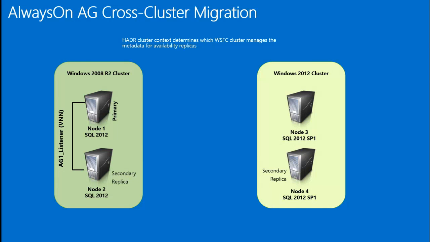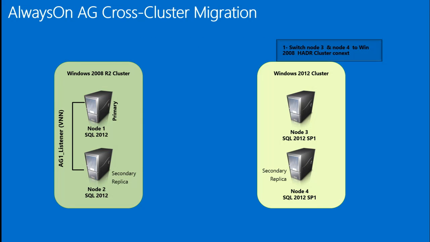So for the two new instances to be part of this cluster environment, in order to create AlwaysOn or add them as two new replicas, the first thing I have to do is switch nodes 3 and 4, which are SQL Server SP1, to the 2008 R2 cluster context. There's a T-SQL command that you can use to do that switch. So nodes 3 and 4 are now following the direction of the 2008 R2 cluster, which manages the metadata for the replicas.